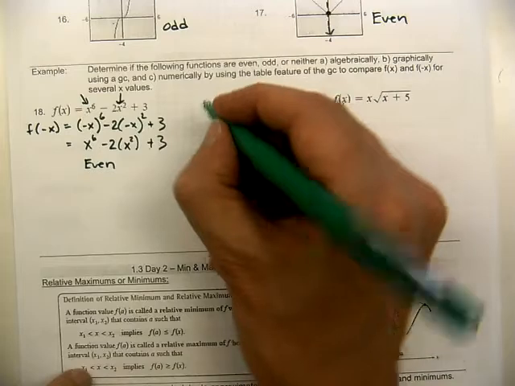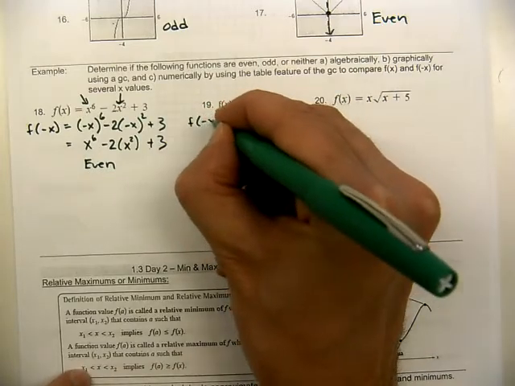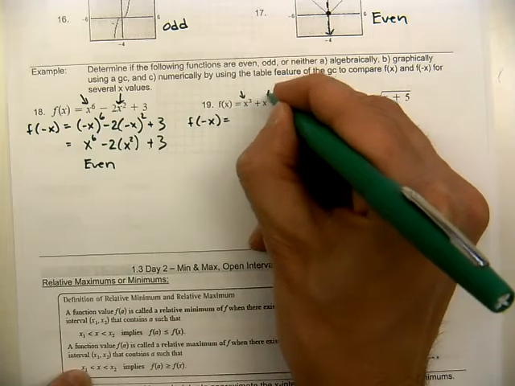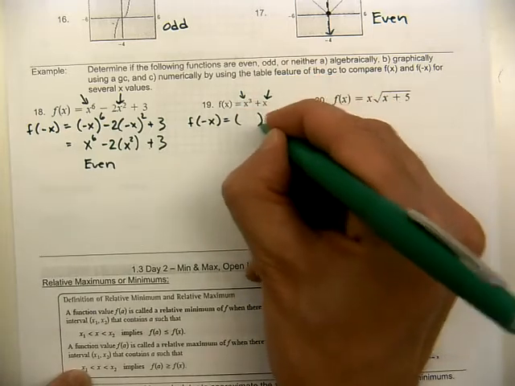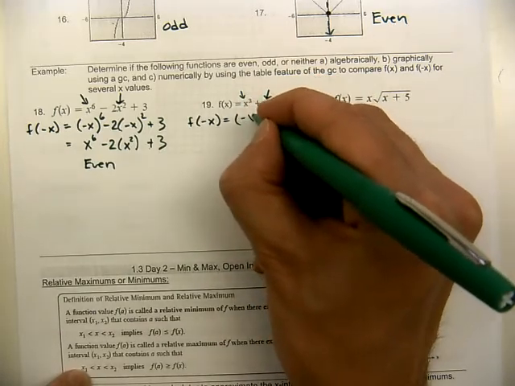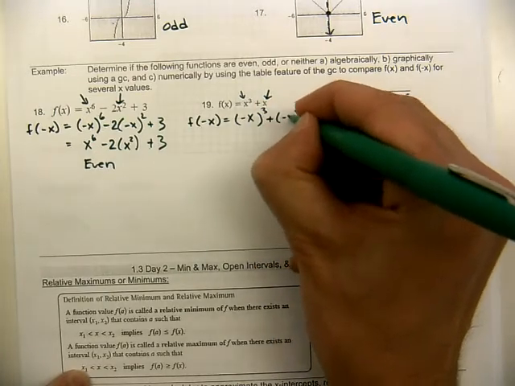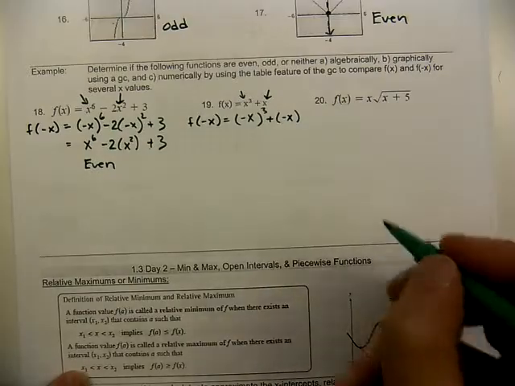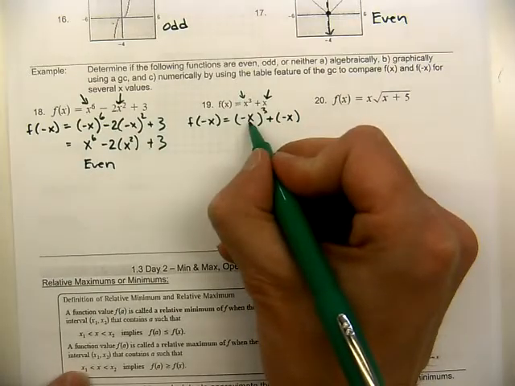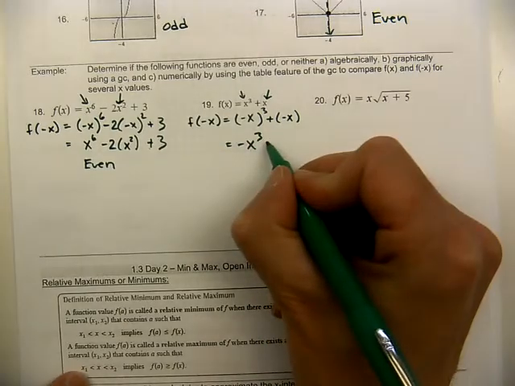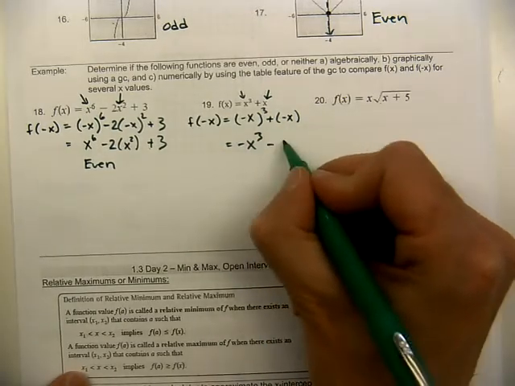Here's number 19. So take the function and drop in the opposite input. So where it says x cubed and where it says x, set up your parentheses to drop in the opposite input in each of those places. And now we simplify. So a negative x to the power of 3 is still negative. And when you add a negative x, that's the same as subtracting an x.